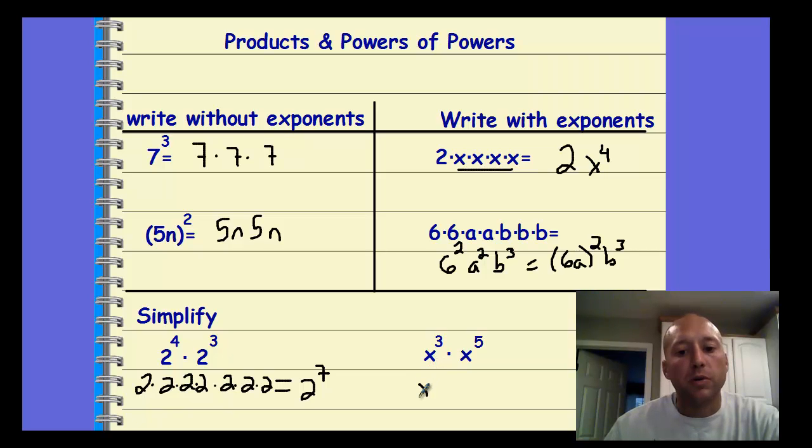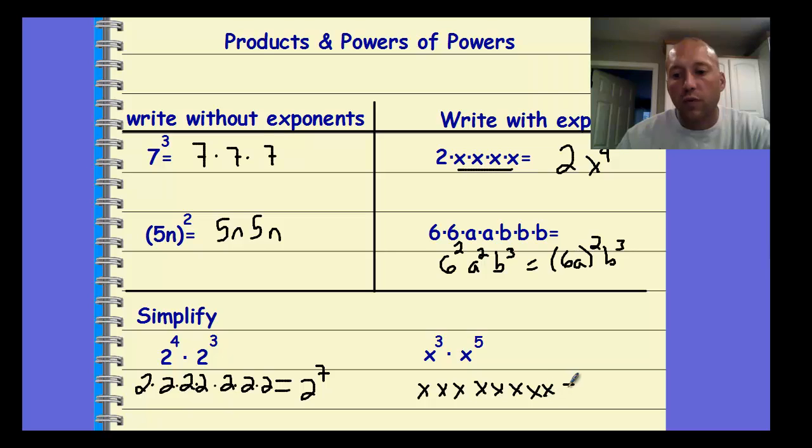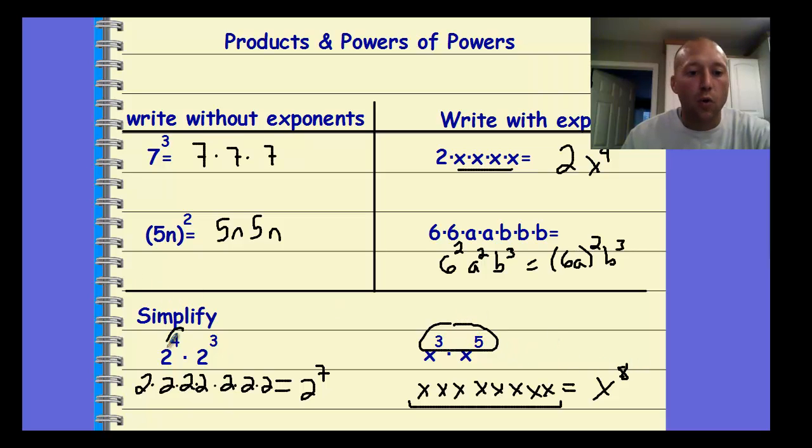Similarly, we could do that with variables. X to the third, x cubed, is x times x times x. X to the fifth is 5 x's being multiplied together. So if we rewrite this, x to the, how many x's do we have down here, is 8. Now a faster way of doing this problem is using exponent rules, where we have 3 plus 5 is 8 and 4 plus 3 is 7. So that's telling us how many we're actually multiplying together.